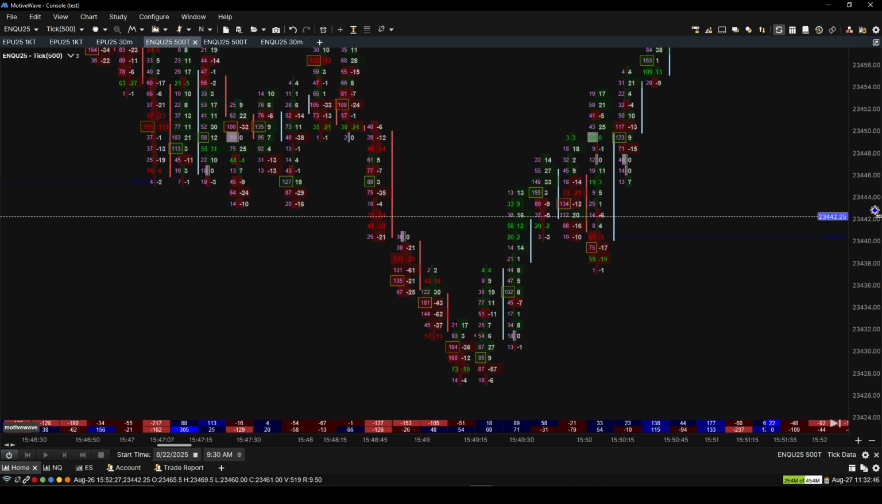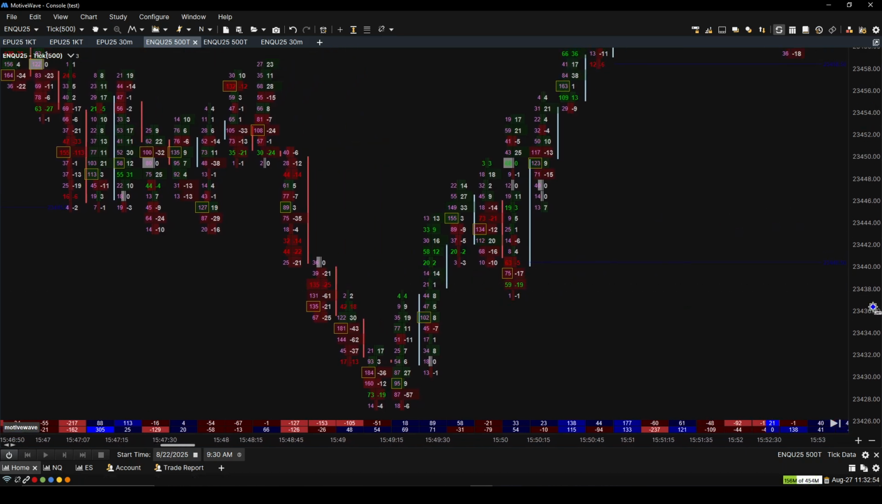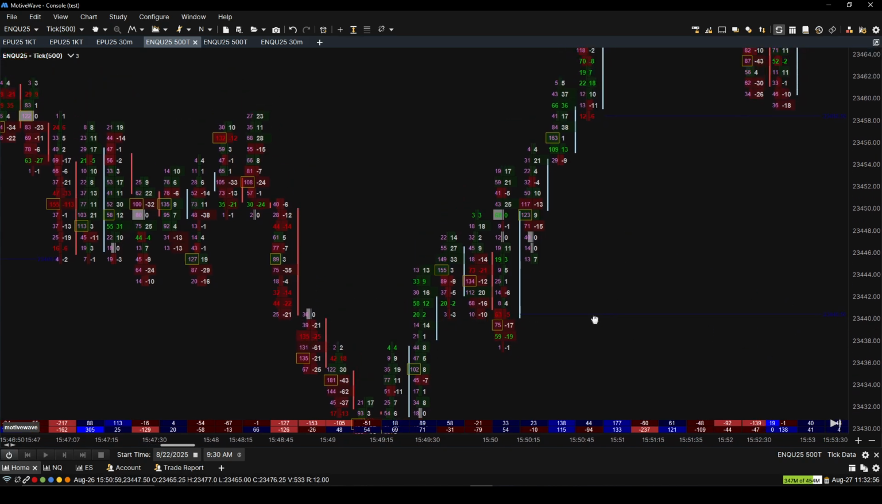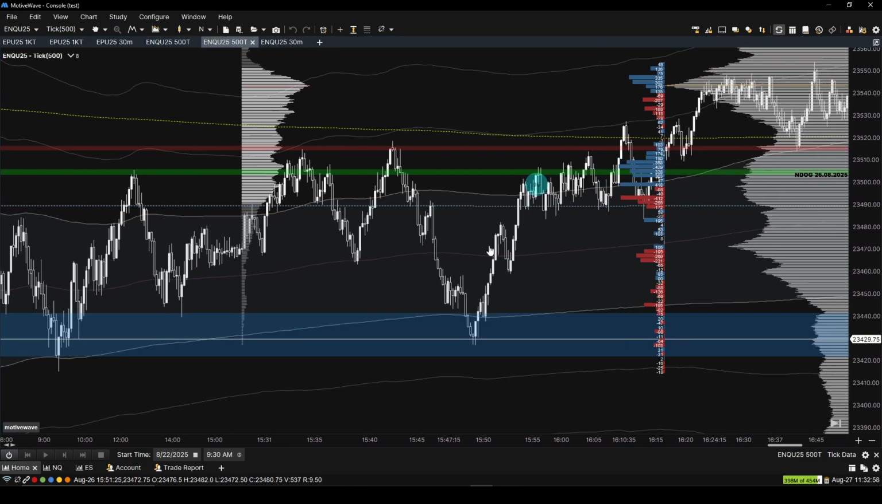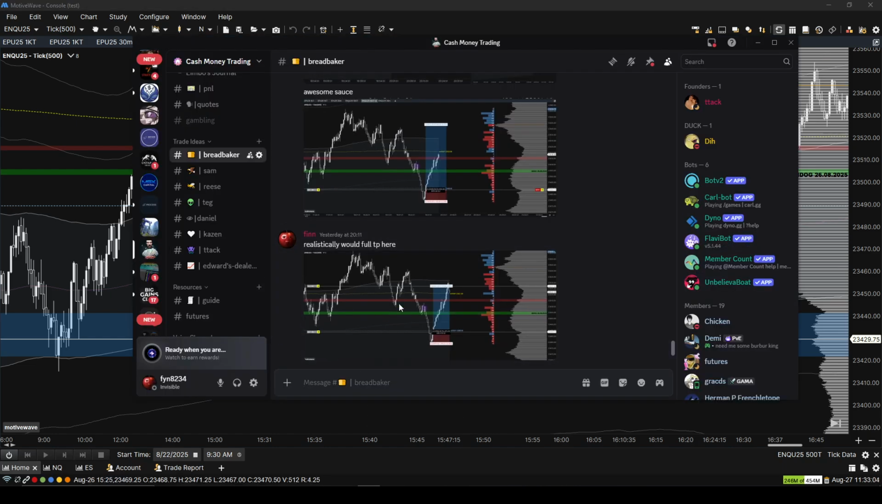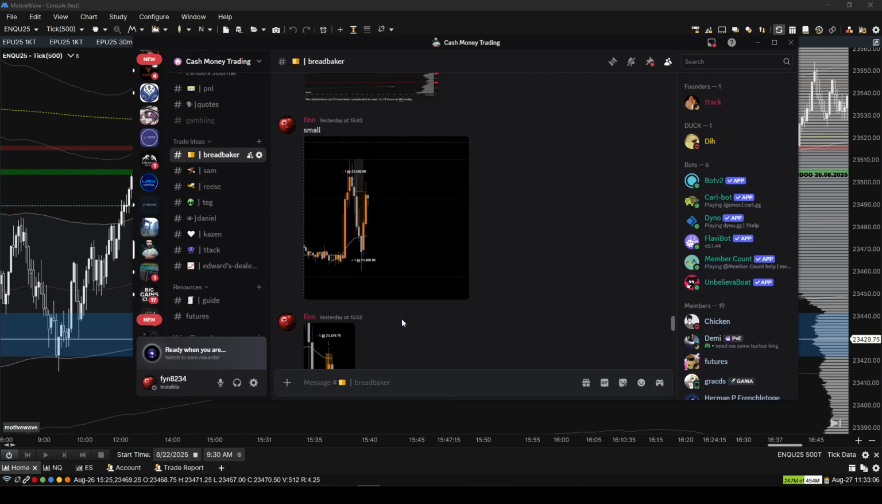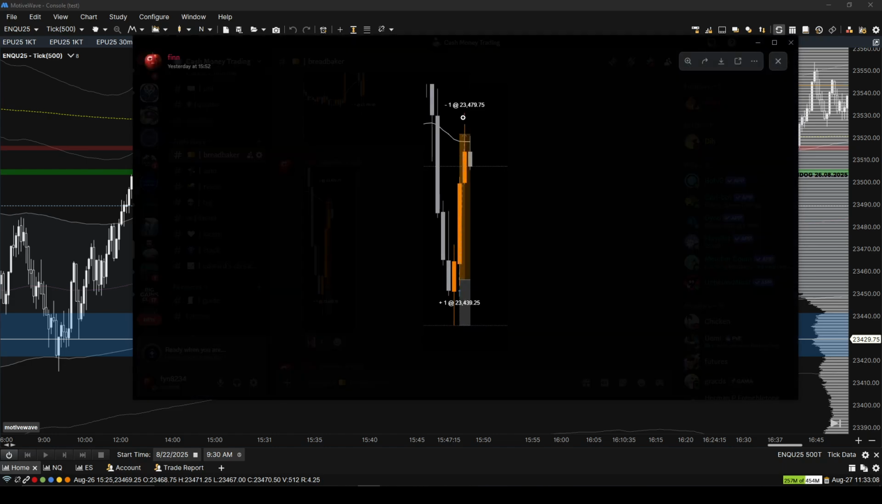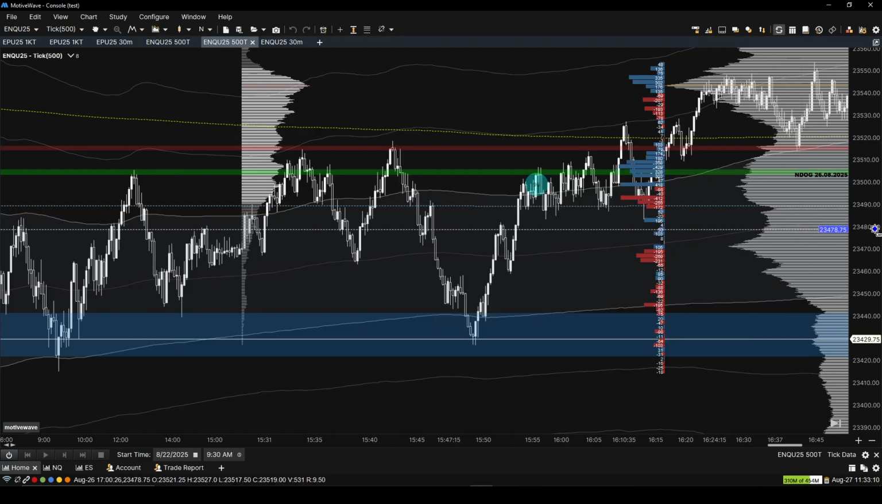Even though I could have done it higher just to guarantee the fill, I did it like this because I still sometimes think in an ICT way. But yeah, I took the long all the way up to the VWAP right over here. Or I think I took it a tiny bit further, honestly. Let me check. Yeah, 479. Literally right here, 479.